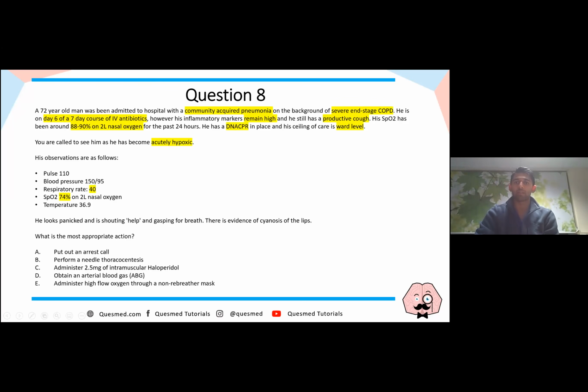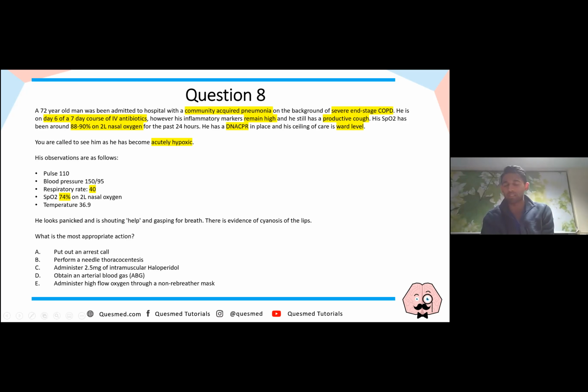So the main parts of this vignette. We've got a 70-year-old man, and he's very unwell, and his baseline is not good. He's got community-acquired pneumonia, and severe end-stage COPD. So he's almost guaranteed not to be accepted into medical HDU and ITU just with that alone. And definitely because he's now got a DNACPR in place, and his ceiling of care is ward level. So he's staying on the ward.